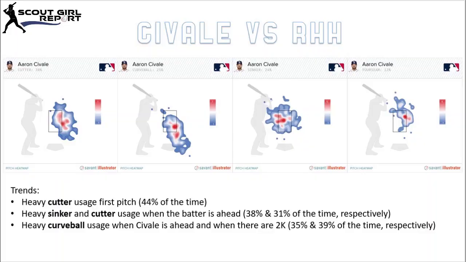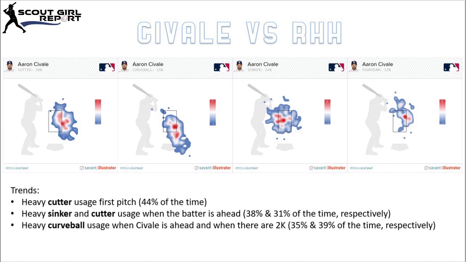Now we'll get into Civale's plan of attack versus each hand because it does look a little different depending on whether he's facing a righty or a lefty. Starting off against right-handed hitters, Civale leans on 4 pitches: cutter, curveball, sinker, and then rarely mixes in a 4-seam. Looking at these heat maps, we can see that he typically throws outer half to righties with that cutter and the curveball, and he occasionally throws the sinker in on righties and then rarely mixes that 4-seam to the upper outer third.